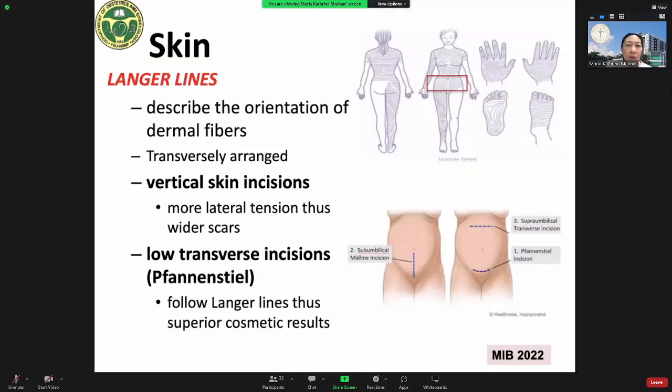So in obstetrics, we can do vertical skin incisions, such as this one, and they tend to produce wider scars compared with the low transverse incision, or what we call the Pfannenstiel, commonly known as the bikini cut or bikini incision. This follows the lines of cleavage, and hence it has superior cosmetic results.